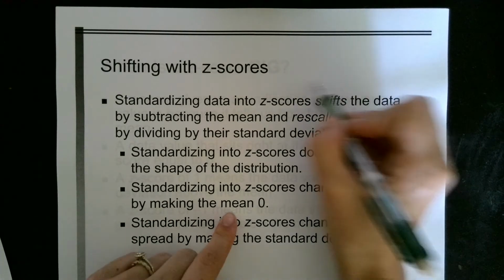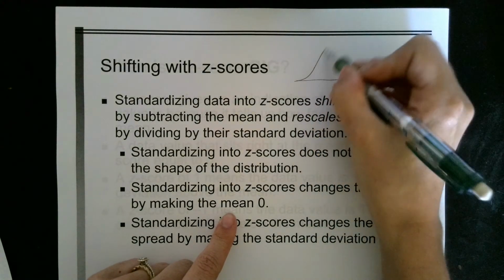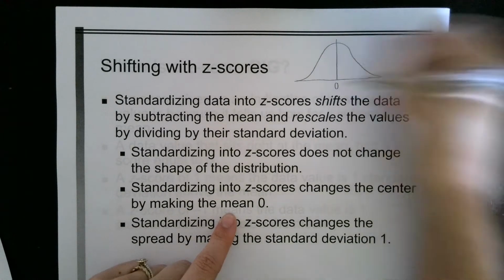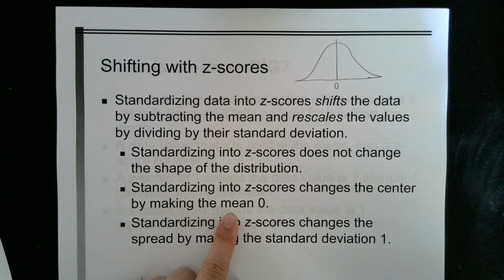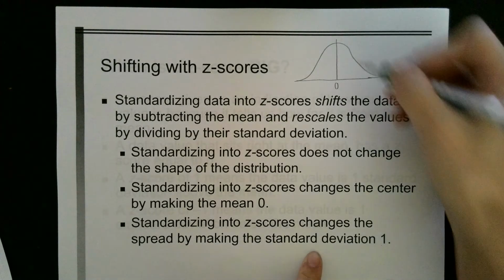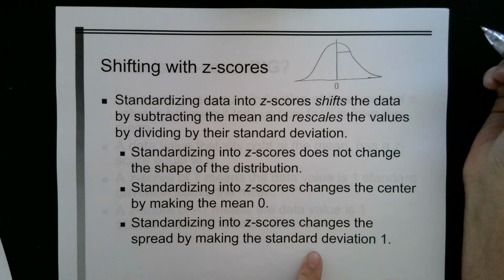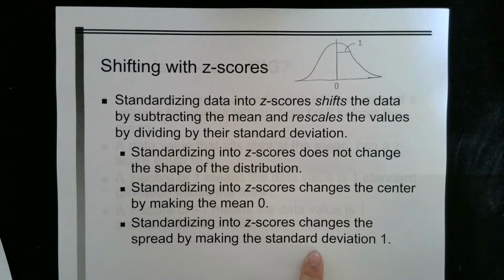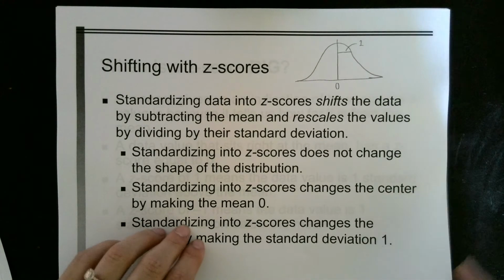So we're going to see this normal curve quite often. When I have this normal curve, my z-scores always have a mean right here in the middle at 0. Also, standardizing into z-scores changes the spread, and it makes the standard deviation 1. Now we're going to denote this standard deviation by just making a little mark here and labeling that standard deviation as 1 unit. All z-scores have the same mean of 0 and standard deviation of 1. It stays the same for every single z-score.